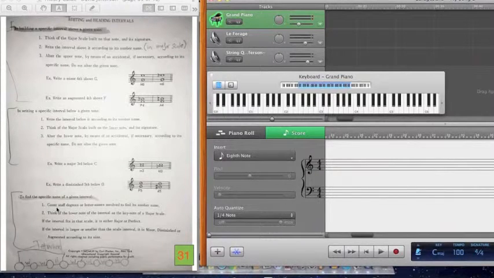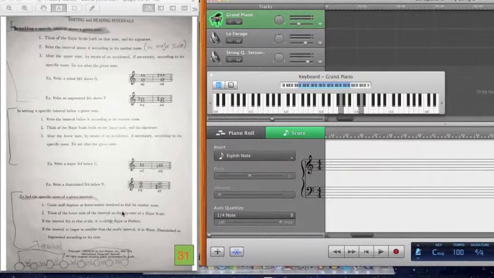To find the specific name of a given interval, one that's already given, we count the staff degrees or letter names involved to find its number name. Basically doing the same thing. Let's say we don't already know that this is a perfect fifth, right? If we were to count, we'd count the staff degrees. Start counting this bottom one as 1. So 1, 2, 3, 4, 5. There's our number.